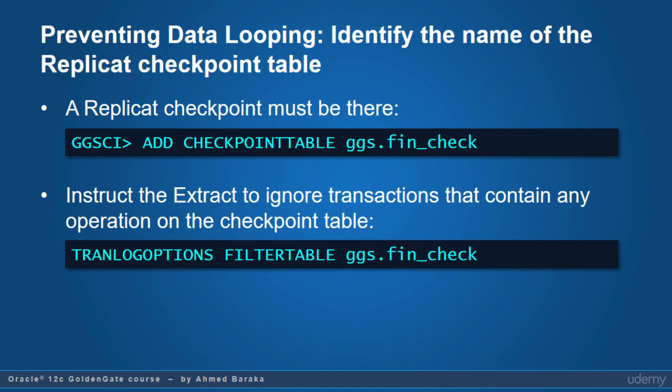The same way you use the trace table to save information about transactions executed by the replicate, you can use the checkpoint table to achieve the same task. As you know, you use the add checkpoint table command to create a checkpoint table in the target database. On the extract parameter file side, you use the filter table option to instruct the extract to ignore transactions that contain any operation saved in the checkpoint table. This option is available in MySQL database.